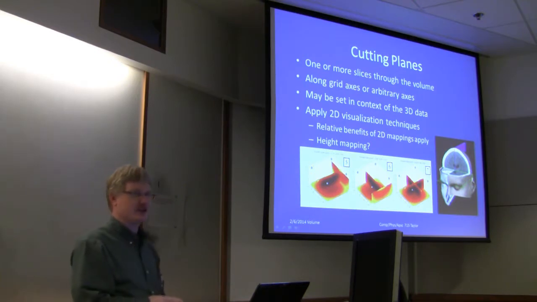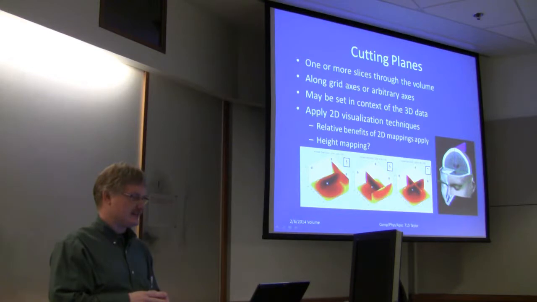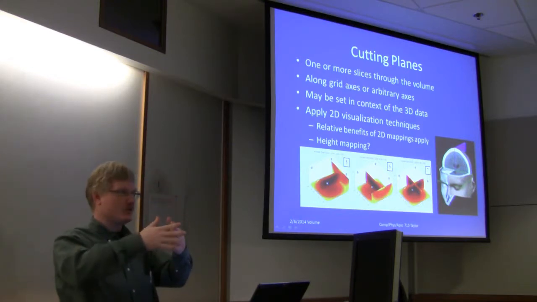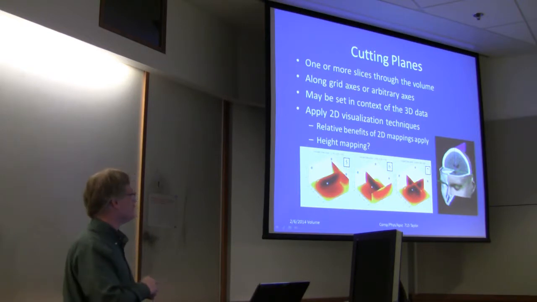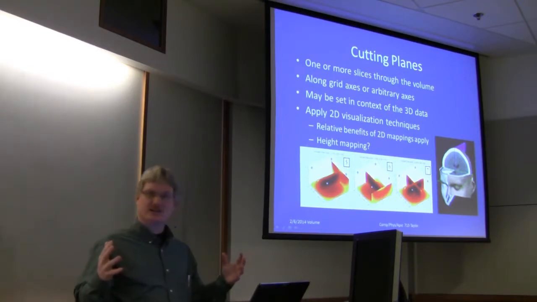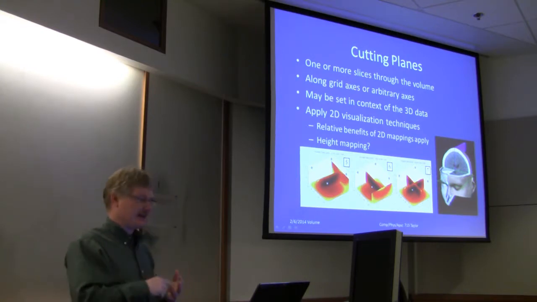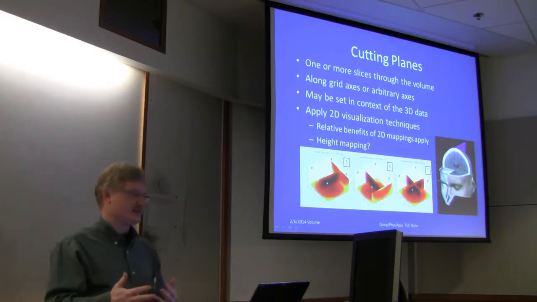So cutting planes are basically taking one or more 2D slices that are flat through the data set. They can be along the grid axis, or they can be along some other arbitrary axis that's more interesting to look at. And then you basically put them, if you want to, in the context of 3D data sets, and then apply any of the 2D visualization techniques we've seen already on these 2D slices.